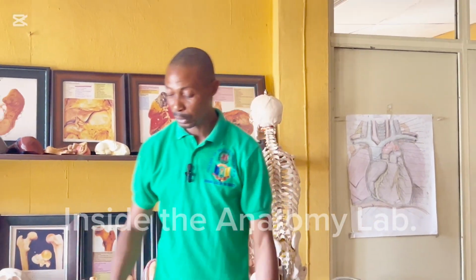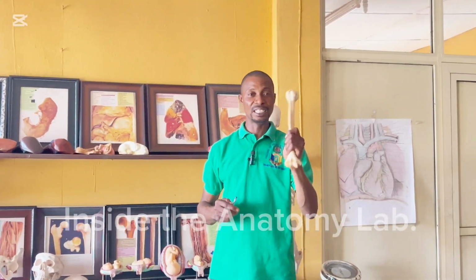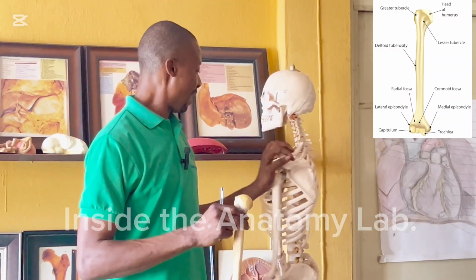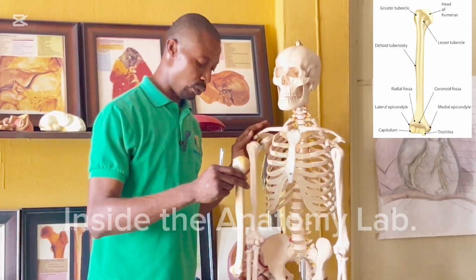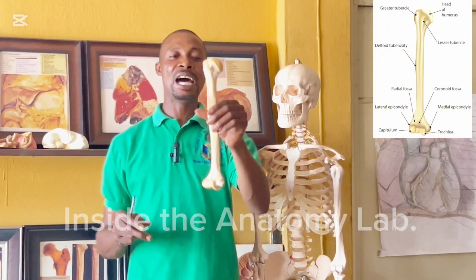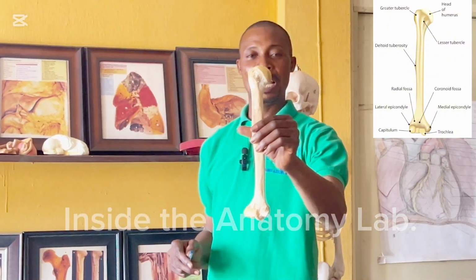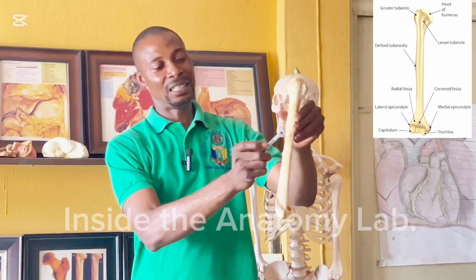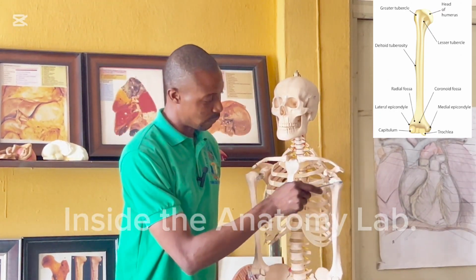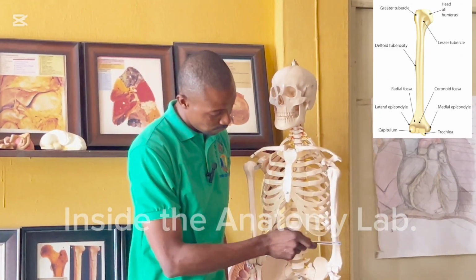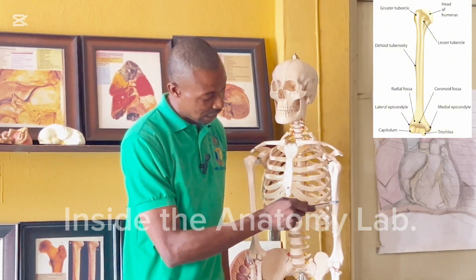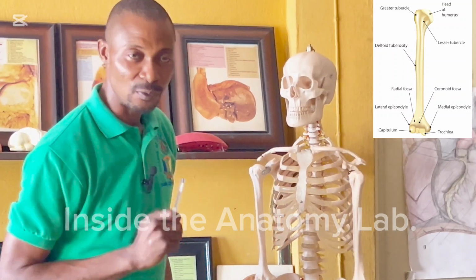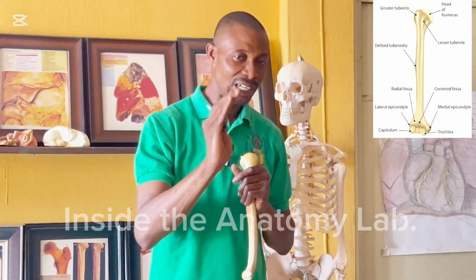Let's go to the third bone, which we have here, the humerus. Looking at them, you can identify the humerus. Now, the humerus has how many parts? The humerus has 3 parts: proximal end, distal end, and the shaft. From here to here is the proximal end. From here to here is the distal end. And from here to here is the what? Shaft.